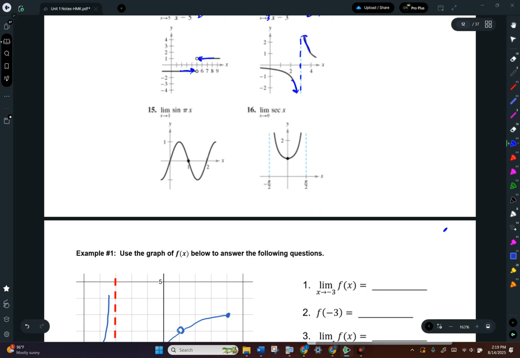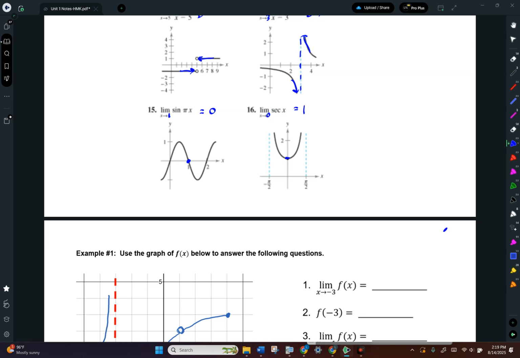On number 15, the limit as x approaches 1. At 1, there's an actual point there, and that is where the two sides of the graph come together, so the y value is 0. And on number 16, the limit as x approaches 0, the y value right here is 1.